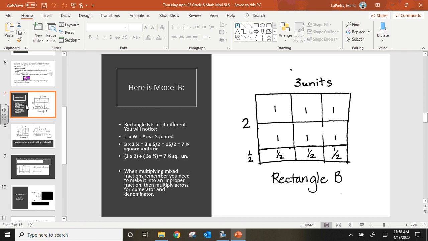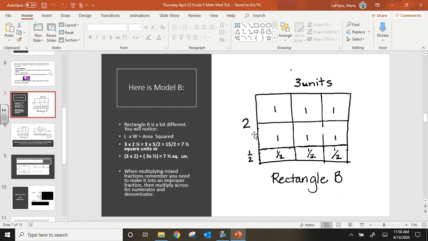Here's Model B. Model B is a little different. We're still going by length times width to find our area squared. So take a look at this picture. We have 3 units length and 2.5 for a width.